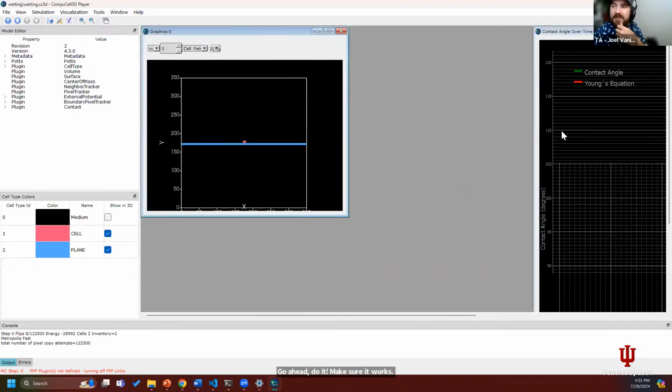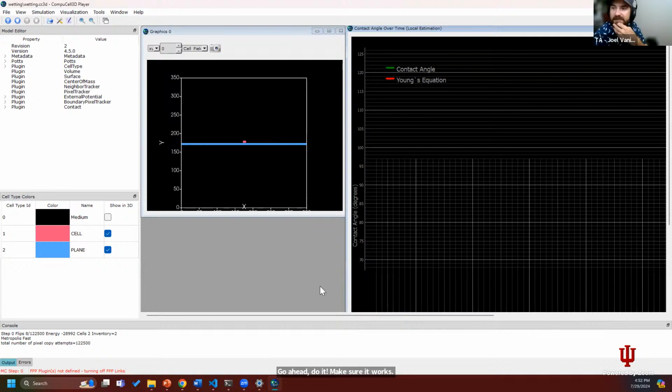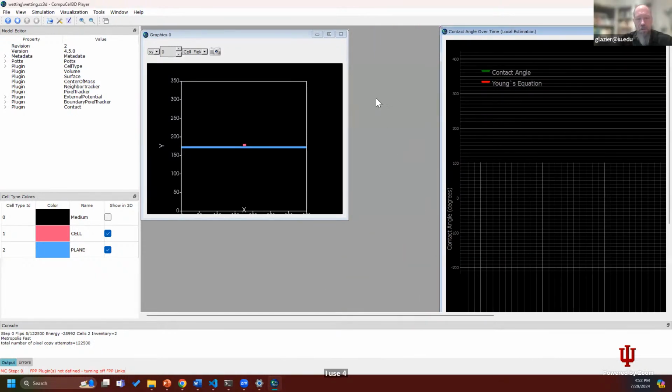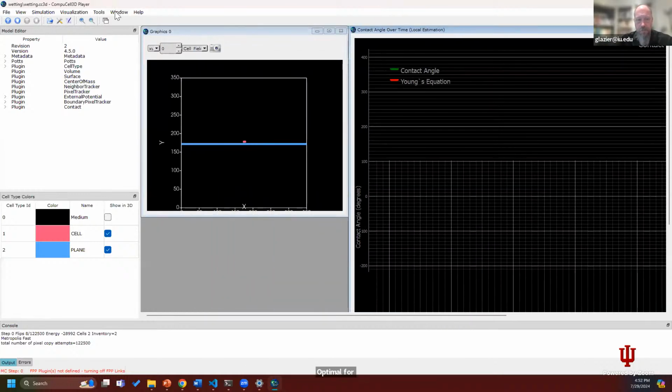Then you might need to adjust these because I use a 4K monitor, so sometimes the adjustment is not optimal for other people. Just use tile. Right.